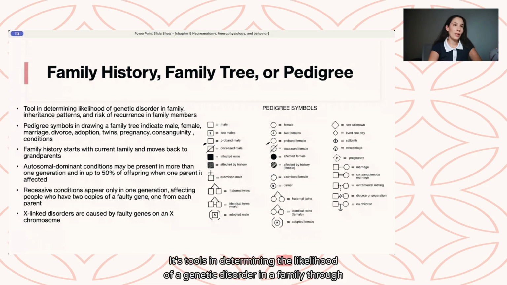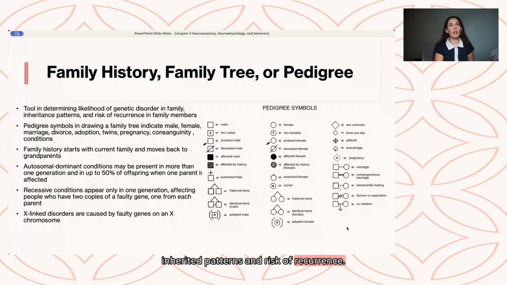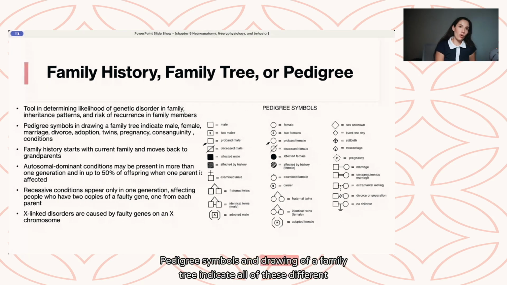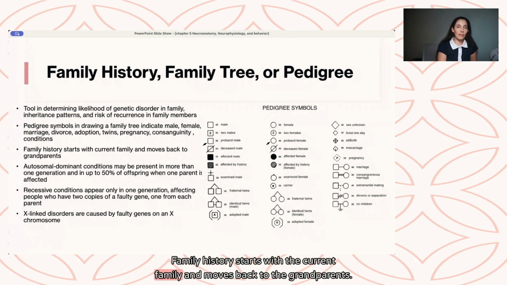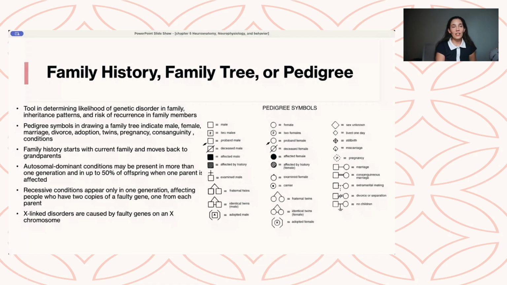It's a tool in determining the likelihood of a genetic disorder in a family through inherited patterns and risk of recurrence. Pedigree symbols and drawing of a family tree indicate all of these different things. We can see over on the right. Family history starts with the current family, moves back to the grandparents.